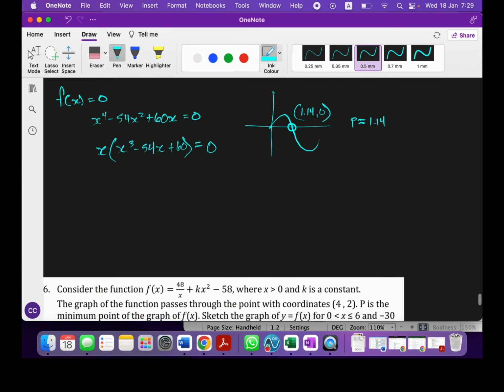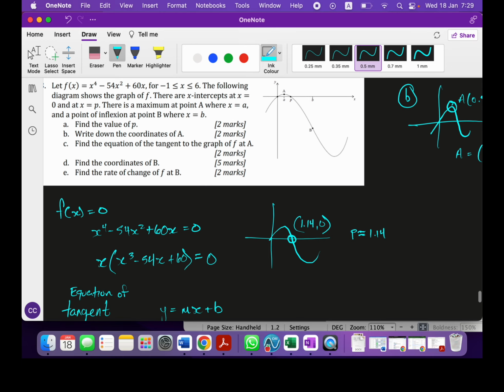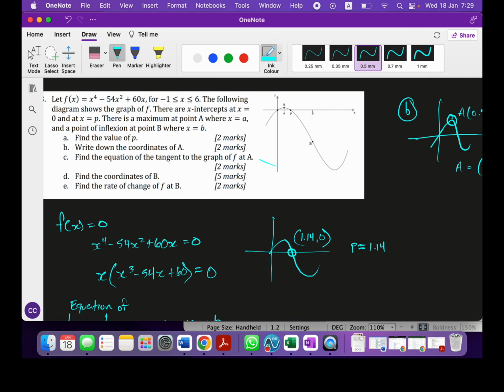Okay, well, the equation of the tangent is always going to be y equals mx plus b. Looking at this graph, point A, that is a max. What is the slope of the line when we're at a maximum? Well, it's just going to be a horizontal line.